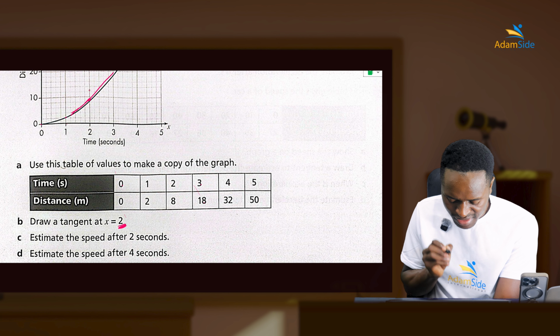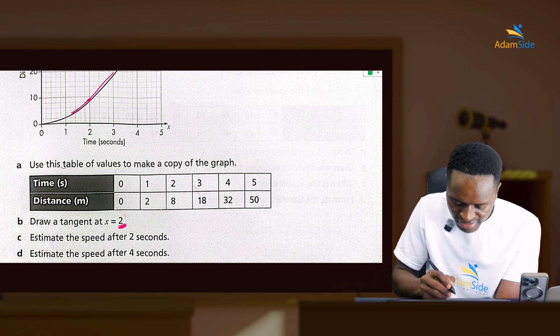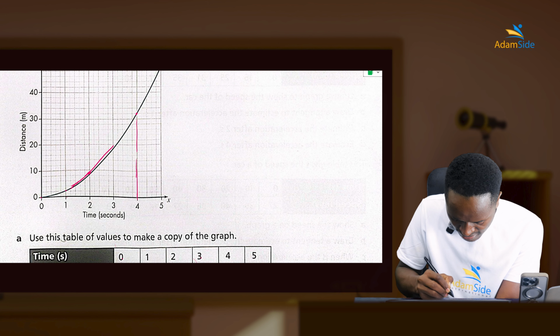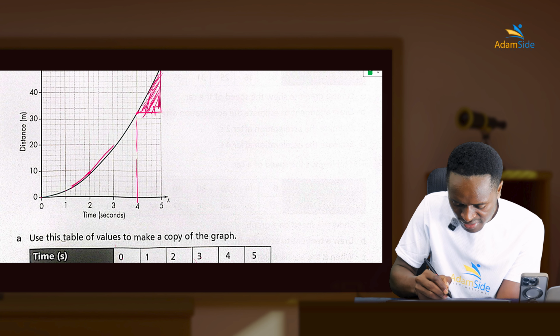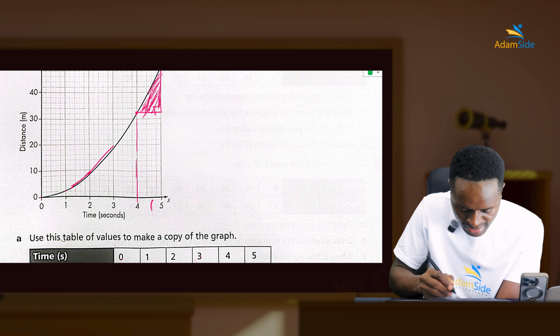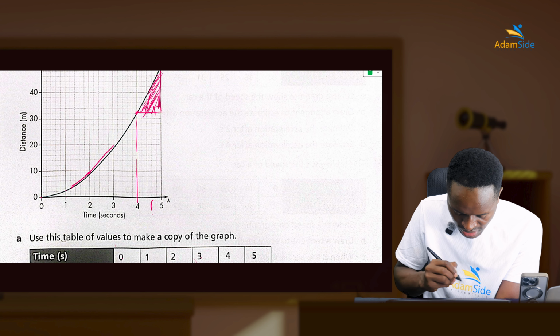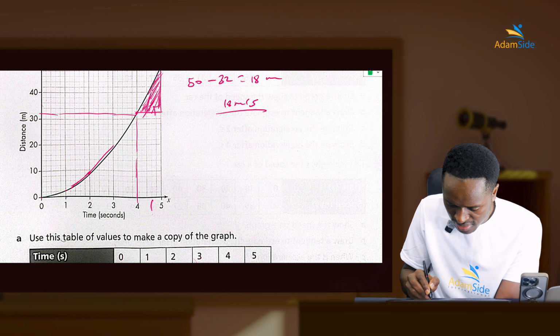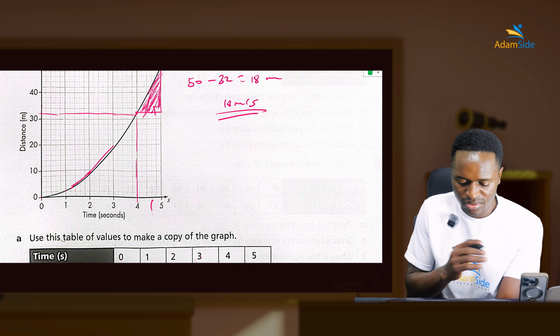Estimate the speed after 4 seconds. What's the speed? It means they want this point. Can you get the difference between here and here? It was 1 second, so look at the distance covered in 1 second: 50 minus 32, which gives 18 meters. So it is 18 meters per second. That's what you do, and you get your answer.